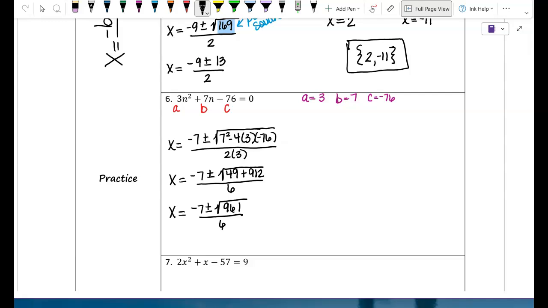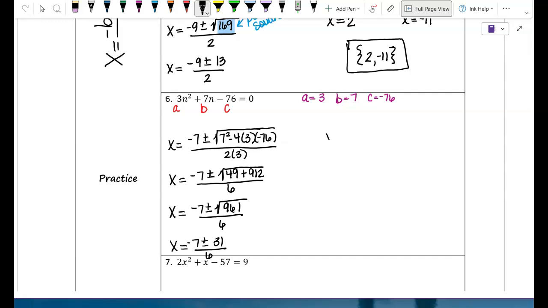Divided by 6. Is 961 a perfect square? If I put the square root of 961 in my calculator, do I get a whole number? What do I get? 31. So x equals negative 7 plus or minus 31, divided by 6.